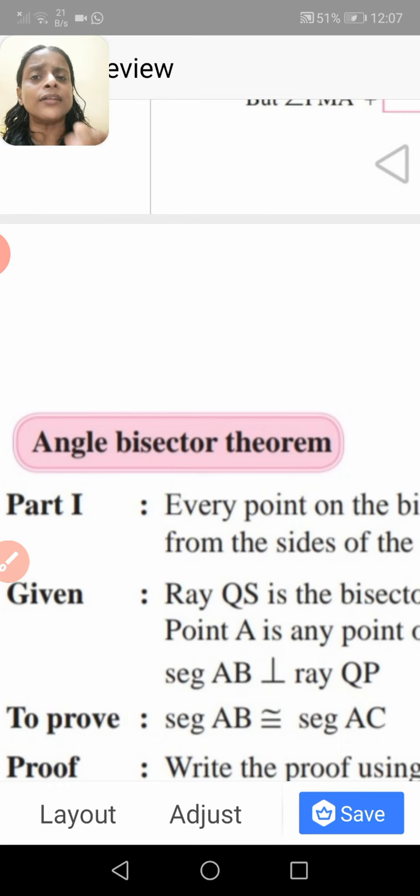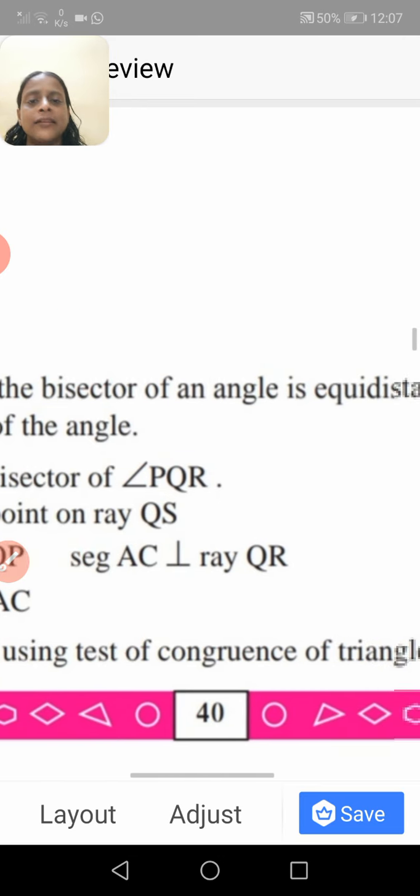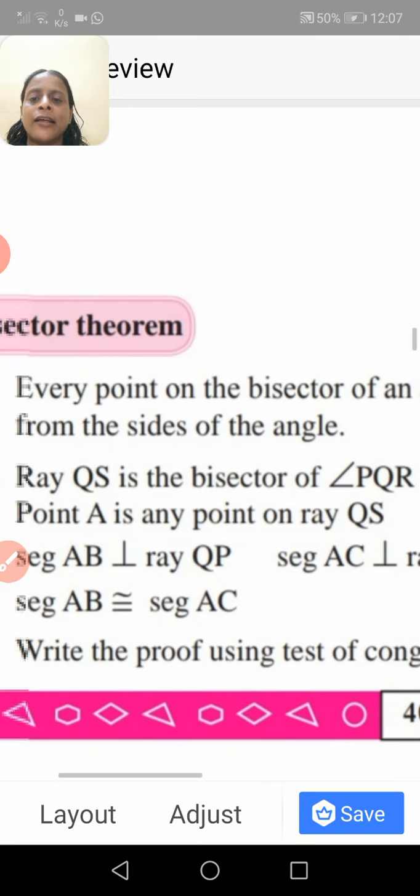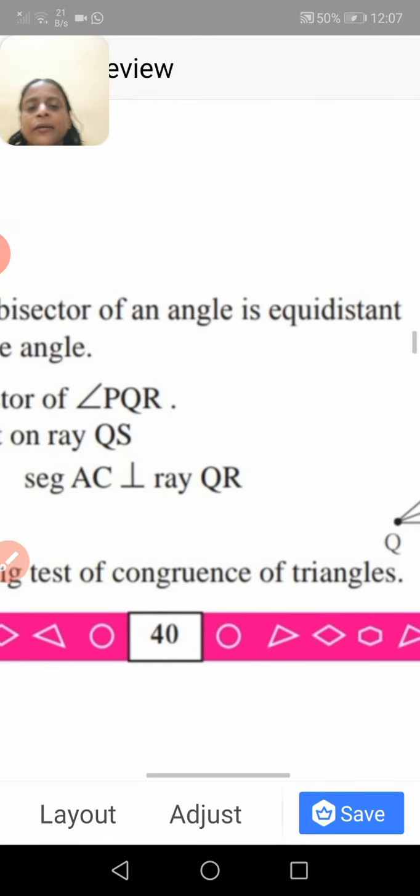And here also the same concept. Any point which lies on the angle bisector will be equidistant from both arms. Angles have arms: two rays constitute an angle, and the two rays are known as the arms of the angle. So here every point on the bisector of an angle is equidistant from the sides of the angle, both the sides.